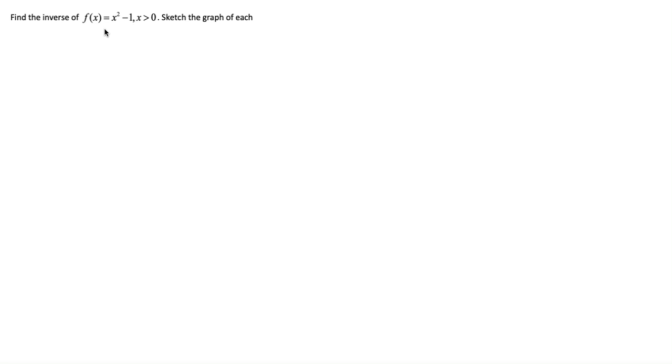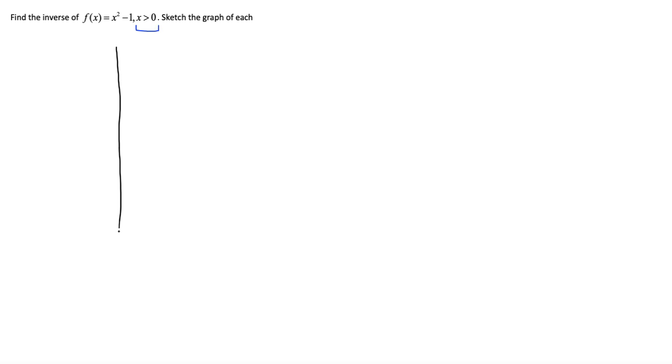Find the inverse of f of x equals x squared minus 1, x greater than 0, and sketch the graph of each. Okay, so this is the key point here, right? This x greater than 0 here, that restricts the domain. So let's think about that. Why do we need to do that in the first place? Okay, well, let's take a look.